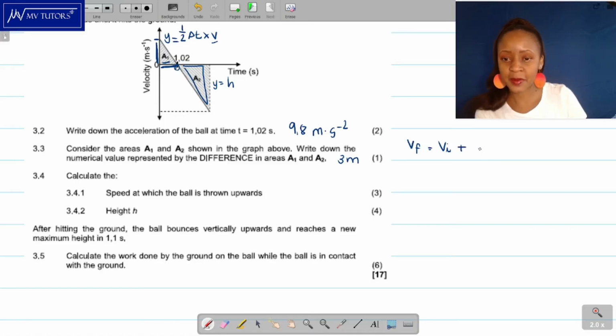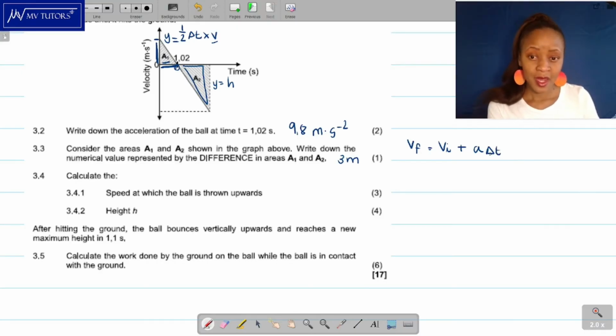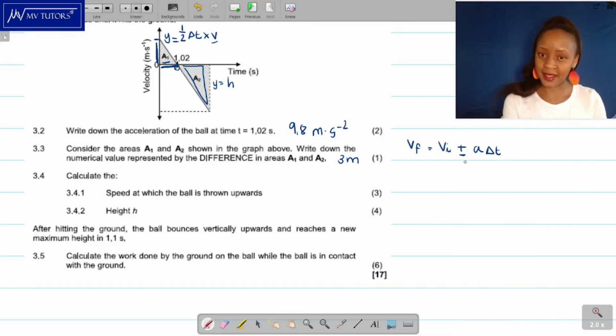then you would say plus acceleration delta t. Okay, now the signs, so you need to be careful here. Are you choosing up as positive or down as positive? I normally like choosing down as positive because I know gravitational acceleration is always acting down, but in this case I'll choose up as positive.